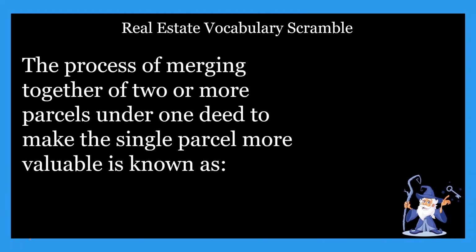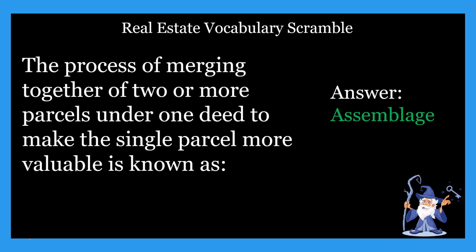All right, 68. The process of merging together of two or more parcels under one deed to make the single parcel more valuable is known as. And here's your scramble. And here's your answer. Assemblage. The combination or the combining of two or more adjoining lots into one tract.